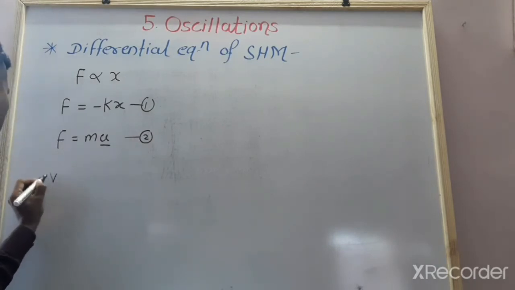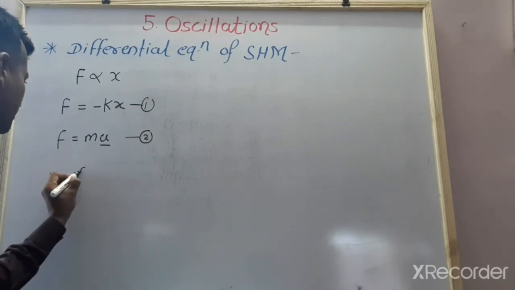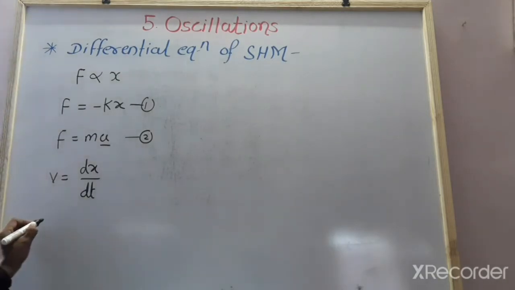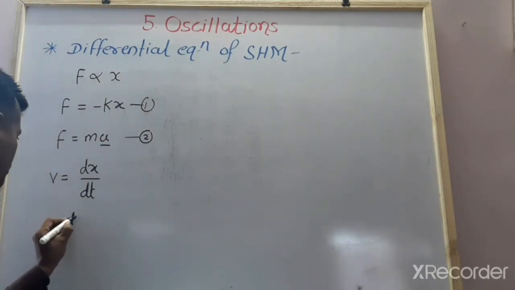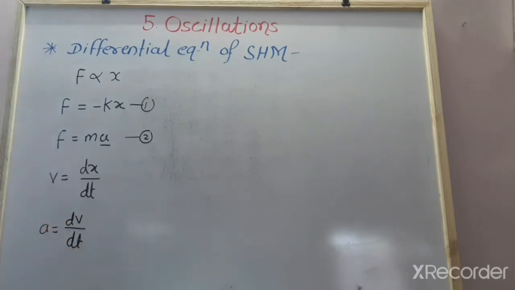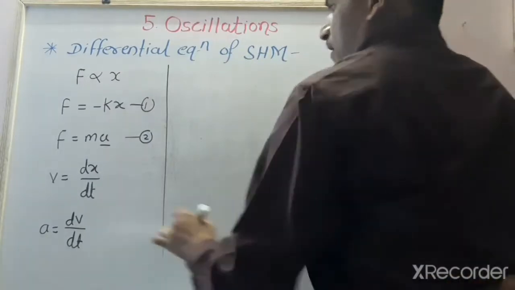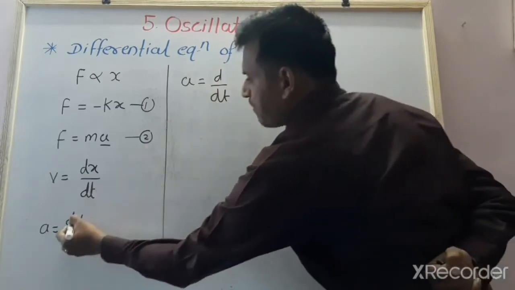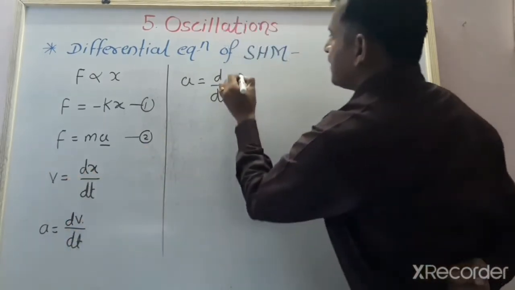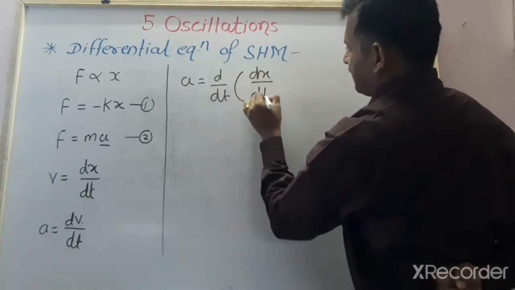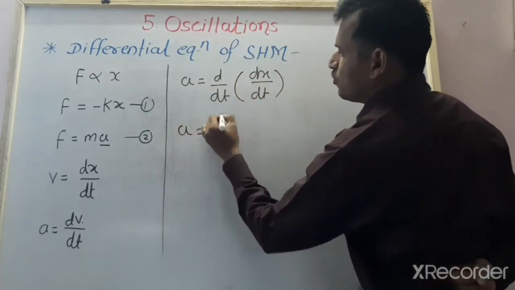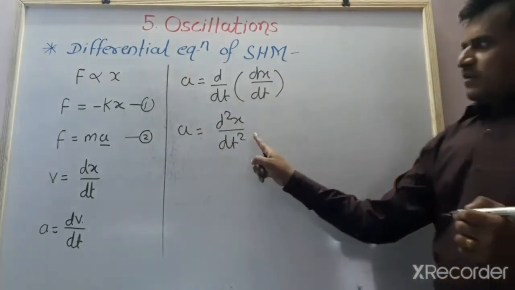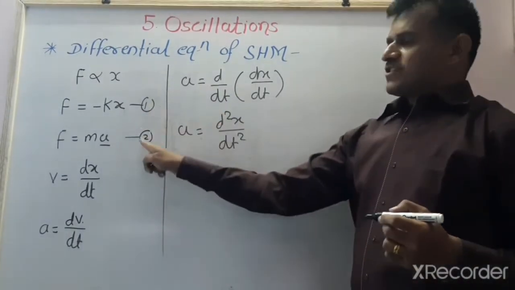Velocity is equal to the rate of change of displacement with respect to time. And acceleration is equal to the rate of change of velocity with respect to time. Or acceleration is equal to d by dt of v, where v is the velocity, and velocity is dx by dt. So acceleration is equal to d2x by dt square. This is the acceleration.